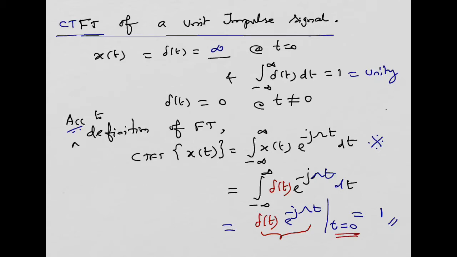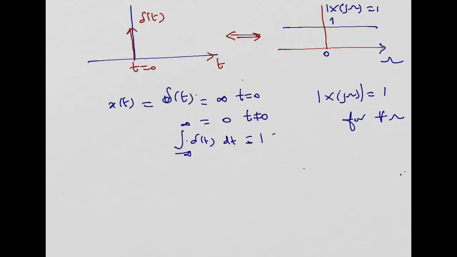So when I substitute t is equal to 0 into this, we'll come to know that the area under this signal will be equal to 1, and naturally e power minus j omega t will become e power 0, which is equal to 1. So this will give me the result of Fourier transform as 1 for all the values of omega. I just make it like this.